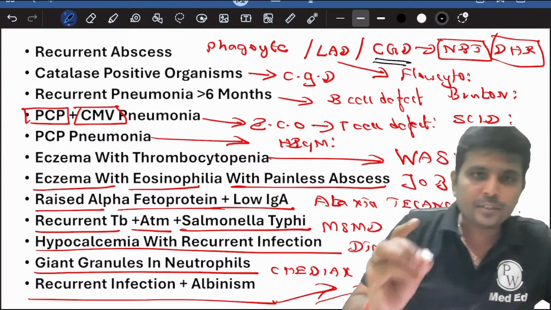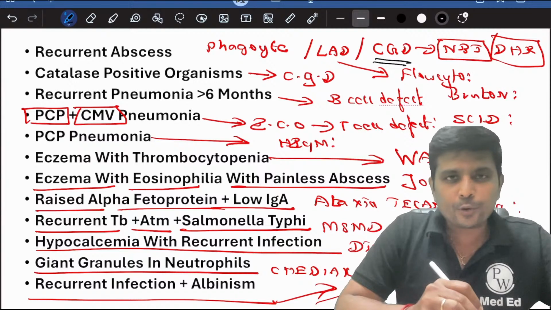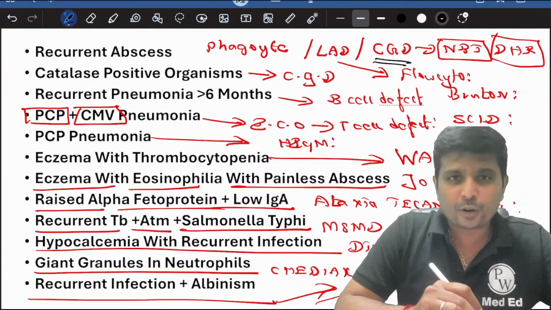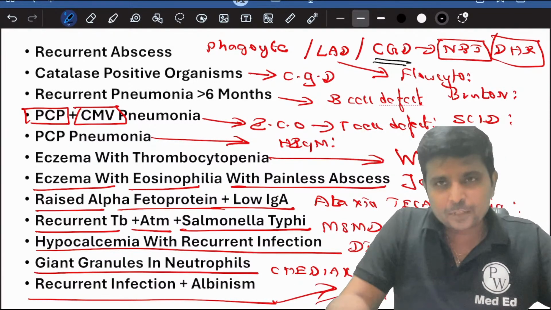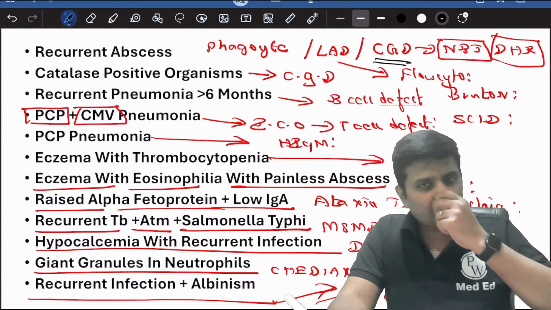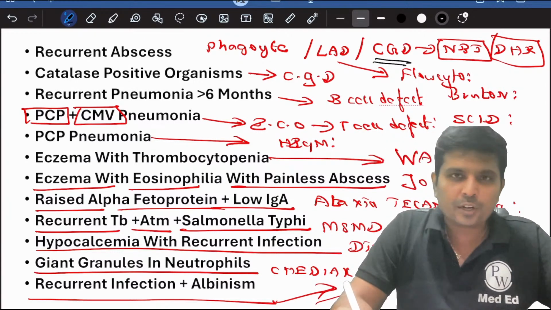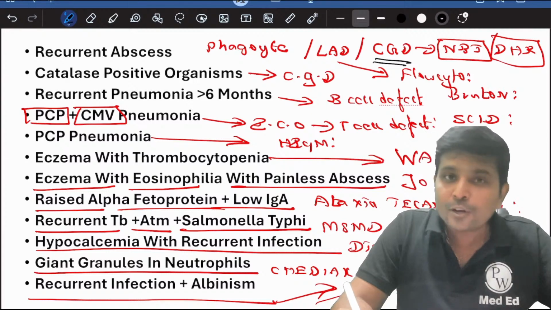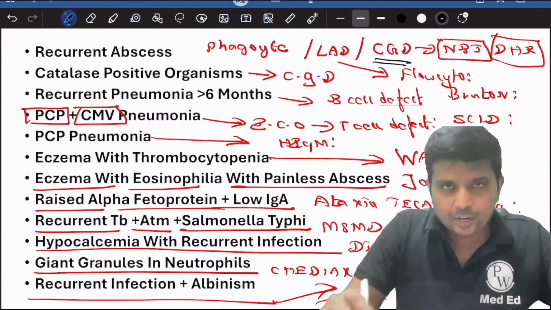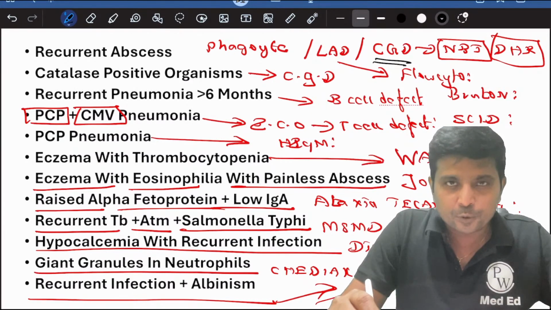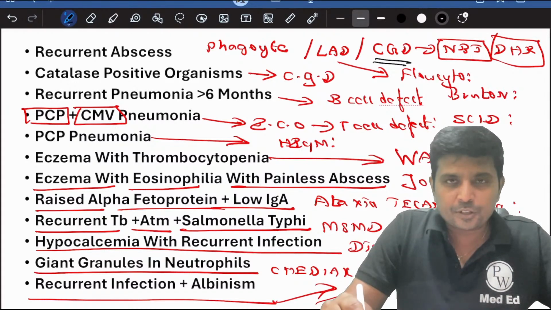Chronic granulomatous disease 1. Second point, whenever you have infection with the catalase positive organisms such as Salmonella, Aspergillosis, Candida, Staphylococcus aureus, Salmonella typhi, E. coli, Klebsiella, it is chronic granulomatous disease unless otherwise proved. Invasive aspergillosis is chronic granulomatous disease unless otherwise proved.